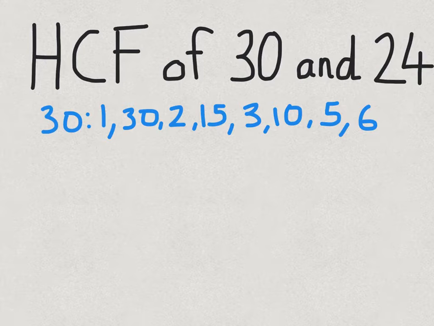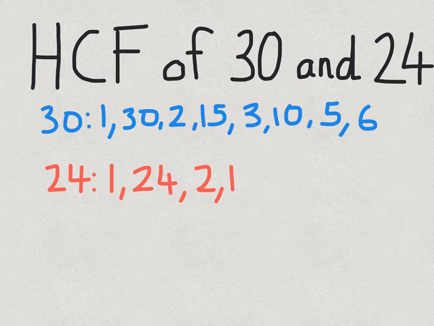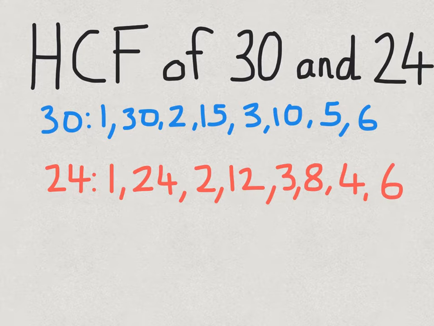So look at the number 24. Let's list those now. We have 1 and 24. We have 2 times 12. We have 3 and 8. And we have 4 and 6. Okay, so if we've done this properly, it looks like we have. We've got all the factors of 30 and all the factors of 24.